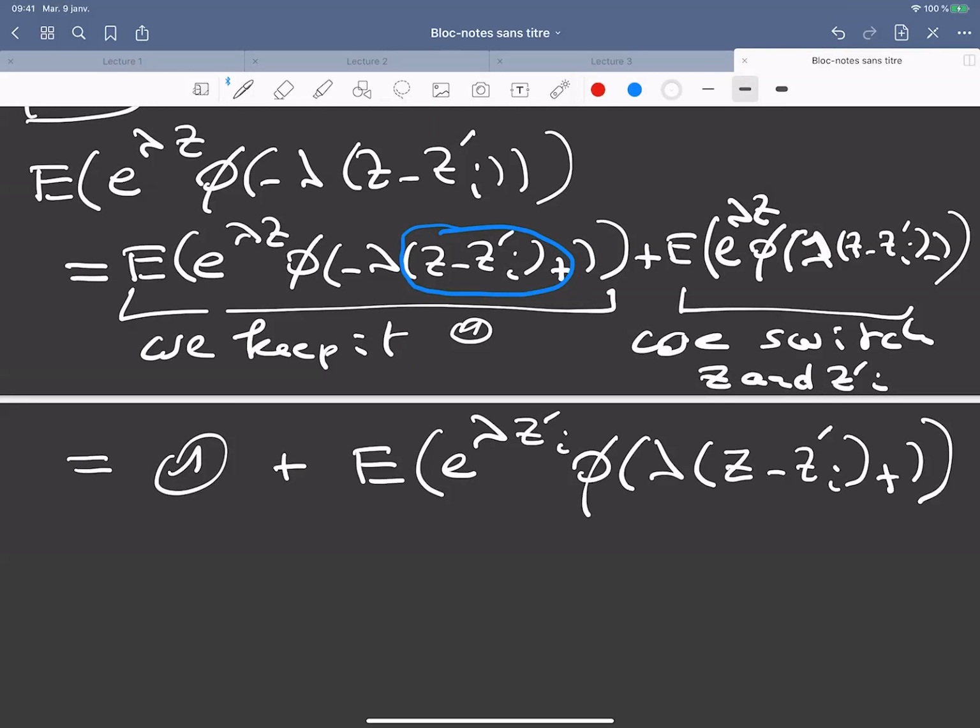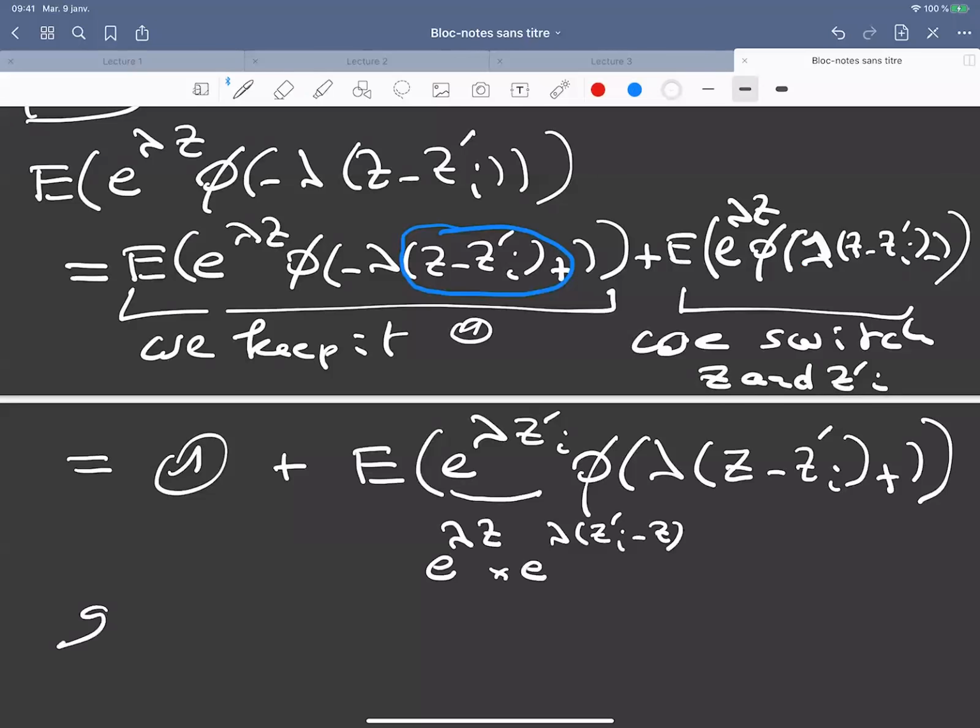Okay, but this guy here, I can rewrite it as exponential of lambda z times exponential of lambda z prime I minus z. So this means that globally we have a function of z minus z prime I which appears.